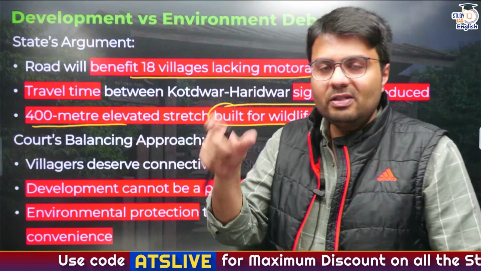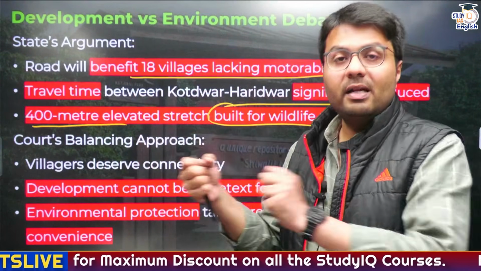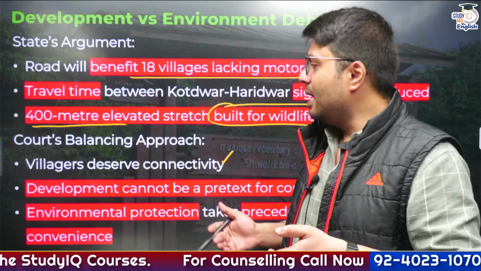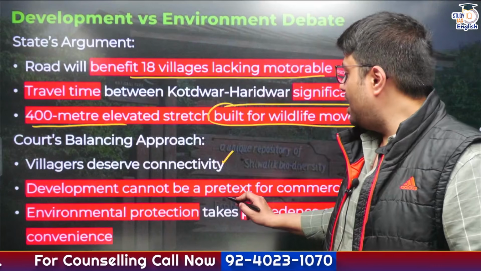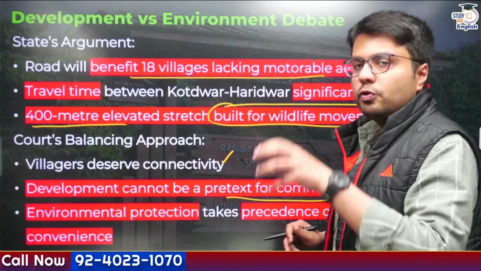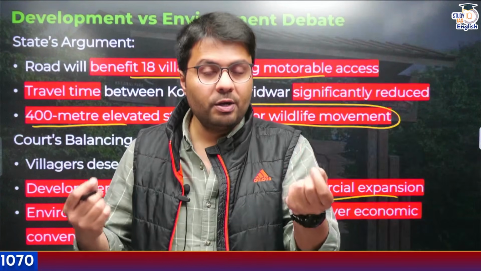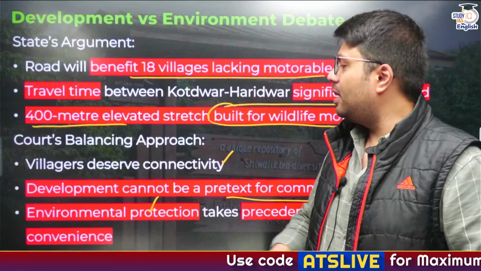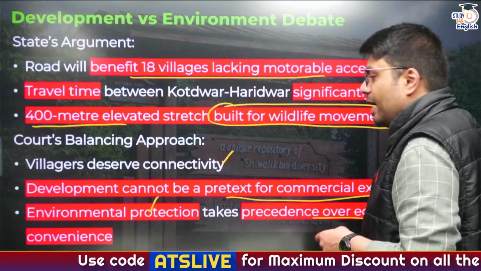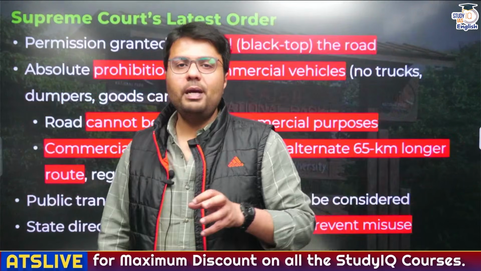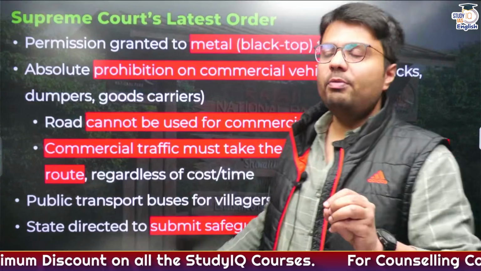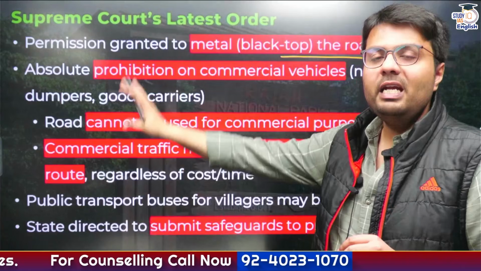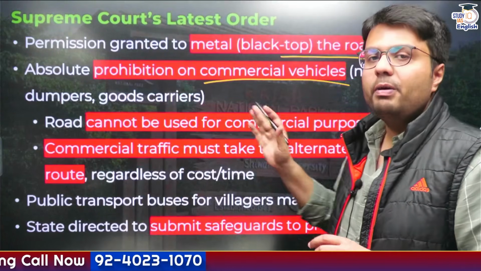Similarly, the court in this kind of case subscribes to a balancing approach. Here the Supreme Court said that the villages indeed deserve connectivity, however development can't be a pretext for commercial expansion. So the Supreme Court, considering both of these values, that is ecological protection and economic development, gave preference to environmental protection over economic convenience. The decision of the Supreme Court last week granted permission for construction of a blacktop road, but it also absolutely prohibited commercial vehicles from plying on these roads.